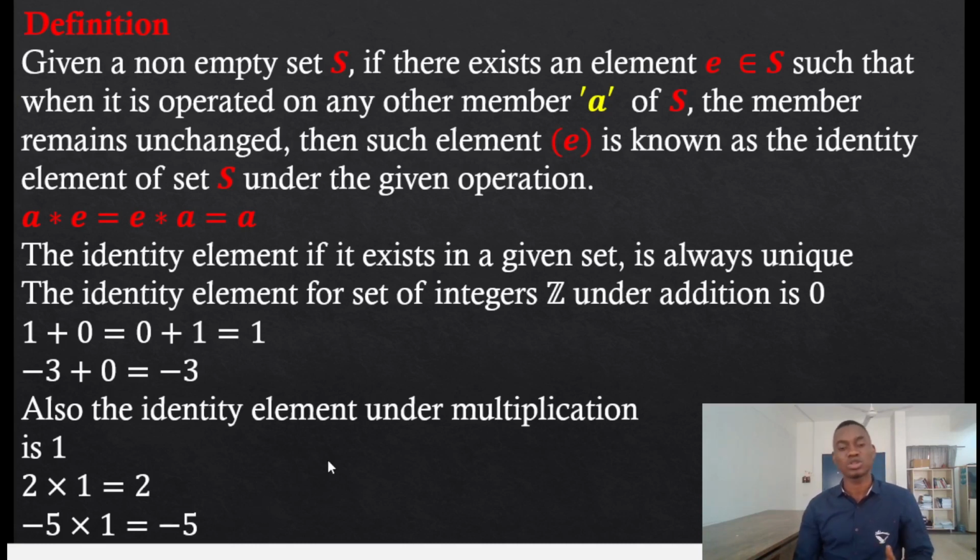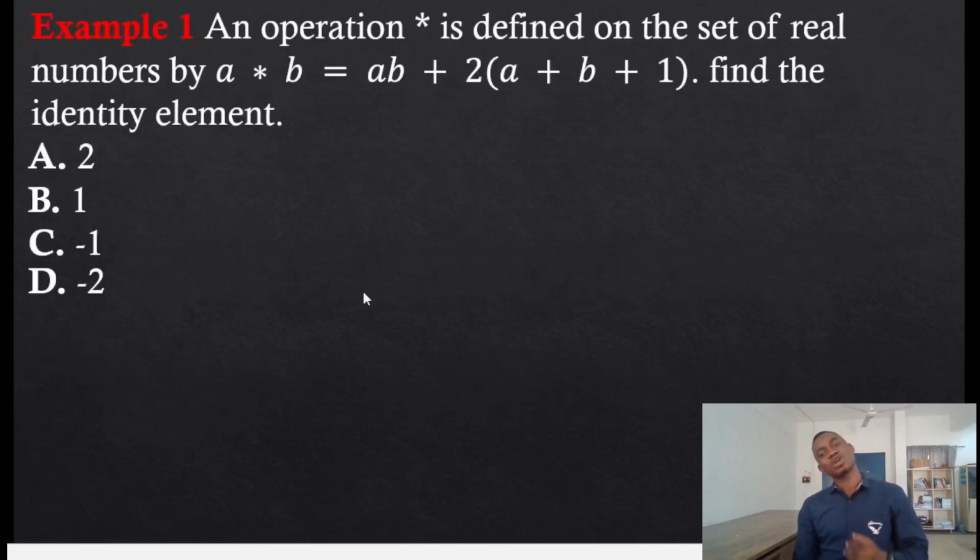We are going to solve some questions on identity. So let's look at the first example. Example 1 says, an operation star is defined on the set of real numbers by A star B equals AB plus 2 open bracket A plus B plus 1. Find the identity element. Option A, 2. Option B, 1. Option C, minus 1. Option D, minus 2. Now let's look at the solution.